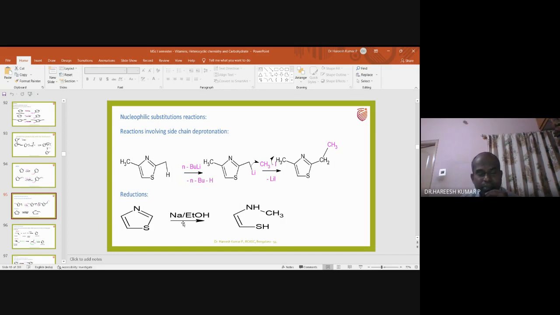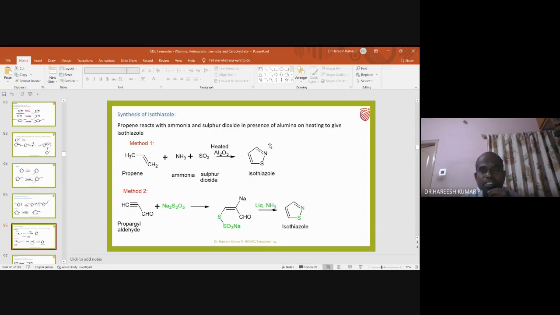Next one, what is the name of the compound? Isothiazole. What is the difference between isothiazole and thiazole? Thiazole means sulfur and nitrogen are at the 1 and 3 positions. Suppose sulfur and nitrogen are at the 1 and 2 positions, then it is said to be isothiazole. So isothiazole means, in a 5-membered ring, the sulfur and the nitrogen are at the 1 and 2 positions.